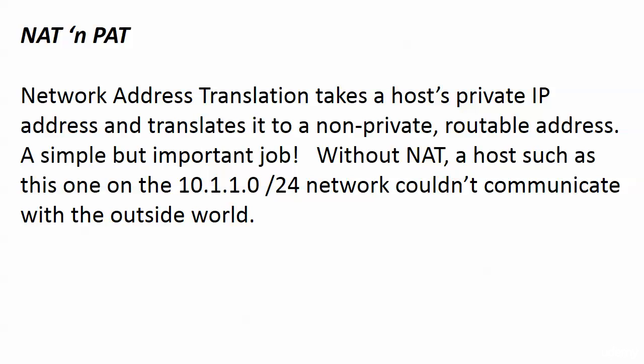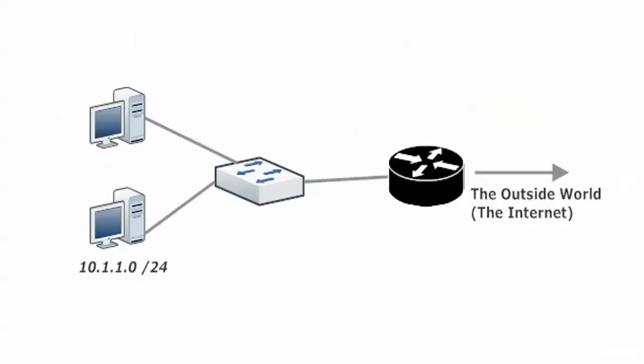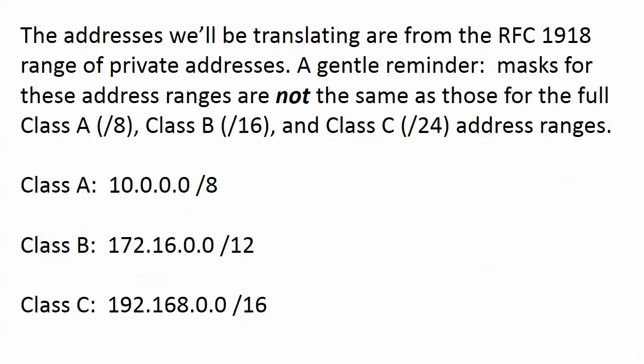You know, we're translating a network address. I get that part, I'm sure you're saying, but what about the rest? What address are we translating? We are taking a host's private IP address and translating it to a non-private routable address. It's a simple job, but an important one, because without that, hosts on, say, 10.1.1.0/24 couldn't communicate with anybody outside of their local network, because those are considered private non-routable addresses.